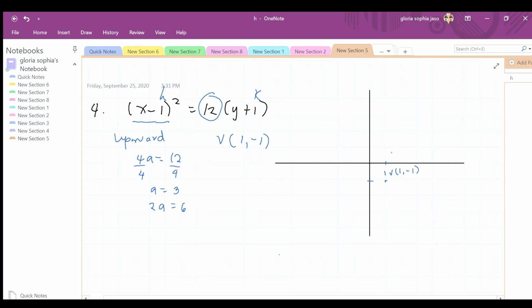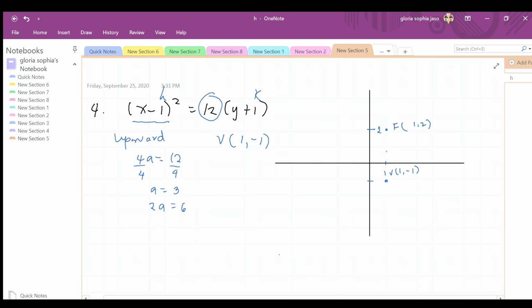And then next is locate our focus. So since the parabola will open upward, we will move from the vertex 3 units, so a units from the vertex. So that's 1, 2, 3. Okay, and that is 2. So here is our focus. The coordinates of the focus is 1, 2.